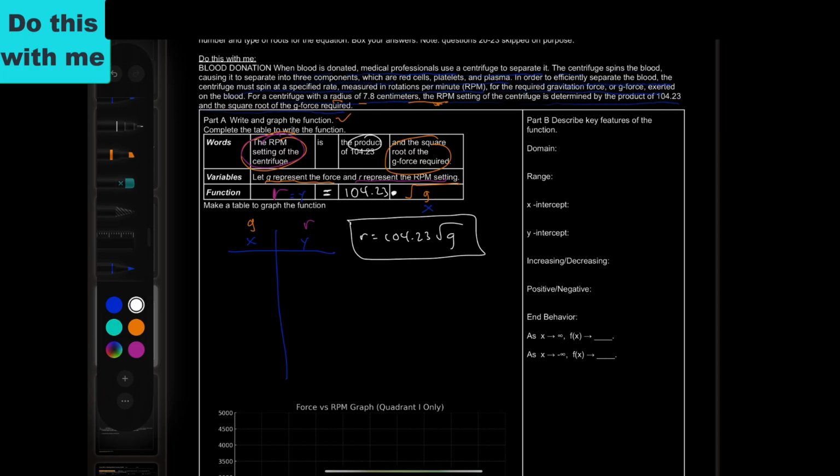Okay, so if I put in, say, 0 in here, the square root of 0 is 0, and 0 times 104.23 is also going to equal 0. Okay, so if I put in 1 in here, the square root of 1 is 1. 1 times 104.23. I guess that should be in pink.